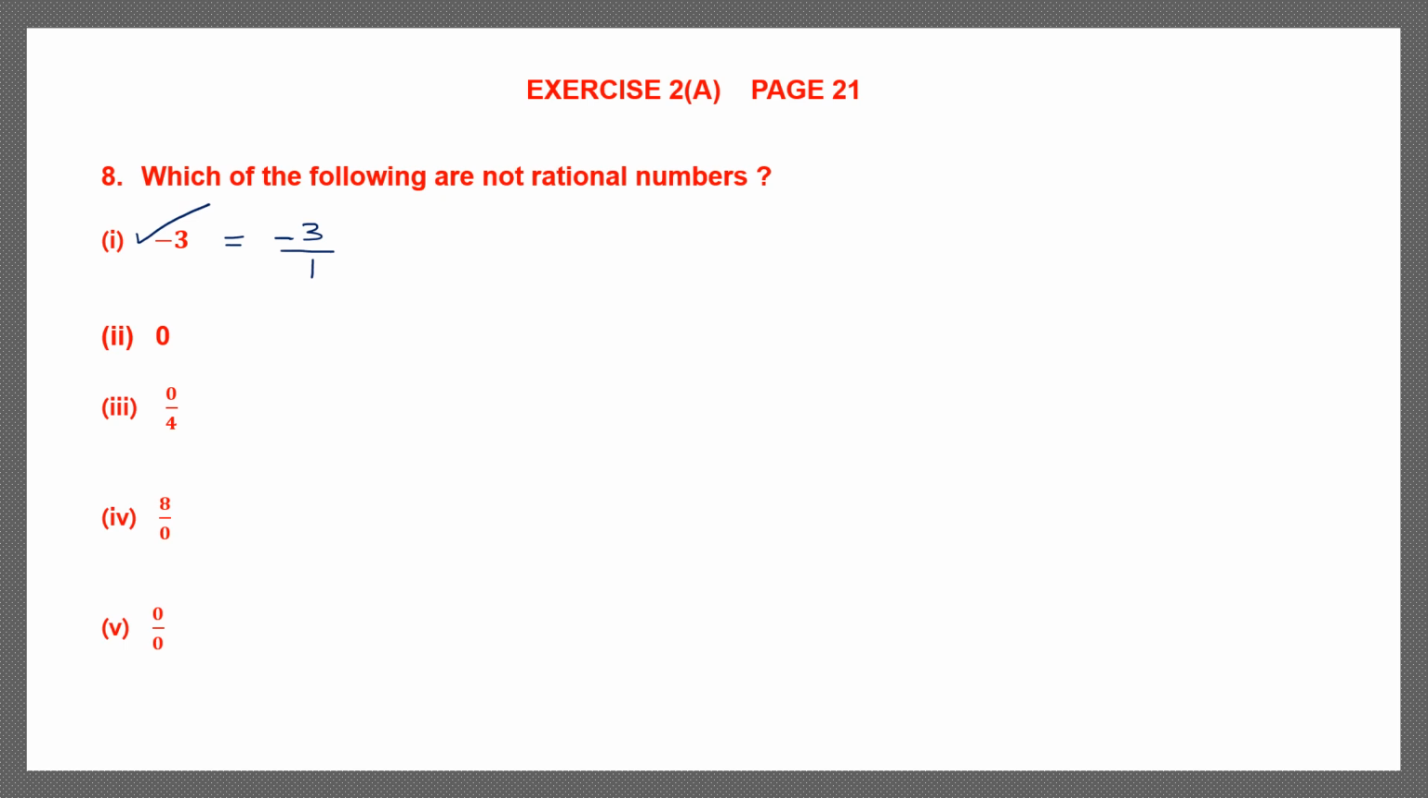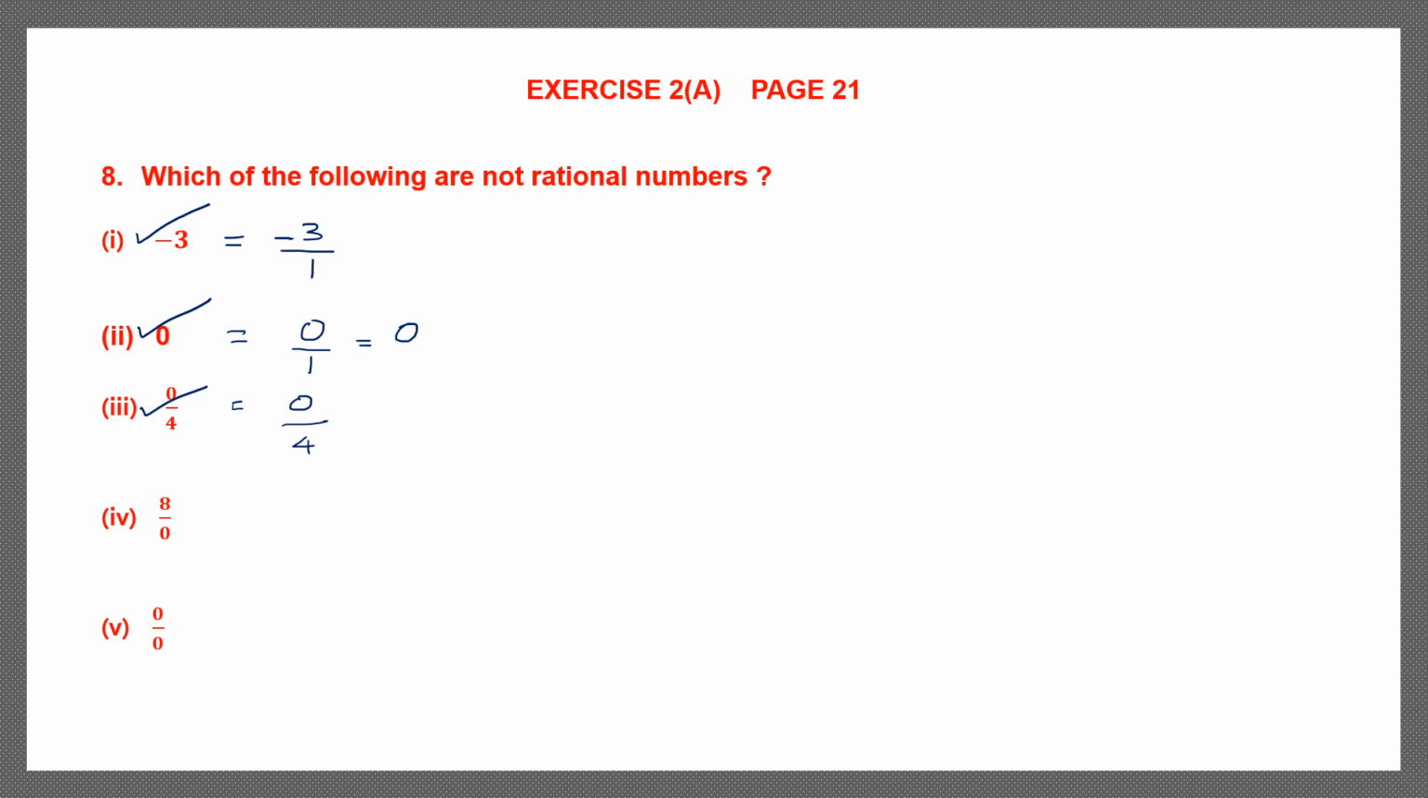Now 0. 0 also can be written as a fraction. Now I can give 0 the denominator 1, 2, 3, any denominator, because whenever I divide 0 by any number, my answer is 0. So that means the value of this 0 has not changed. So this is also a rational number. Now look at the next one, 0 by 4. 0 by 4, the denominator is not 0. So this is also a rational number.